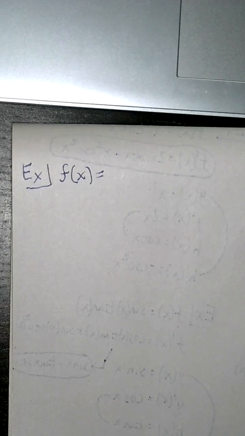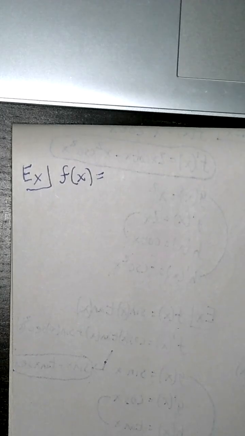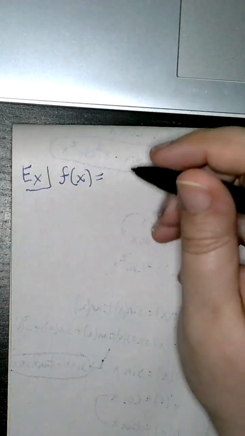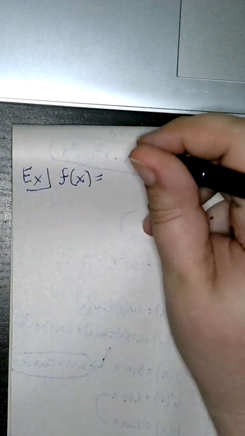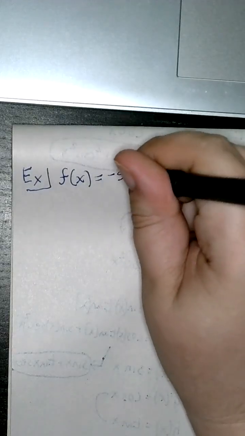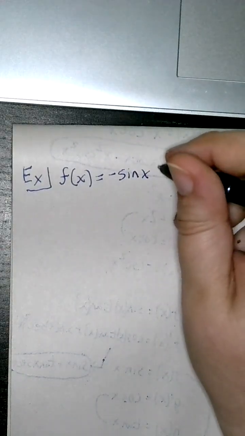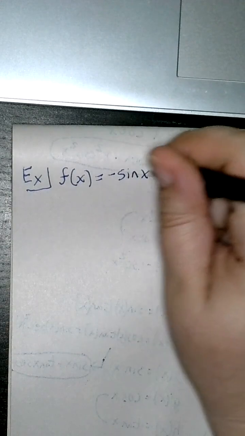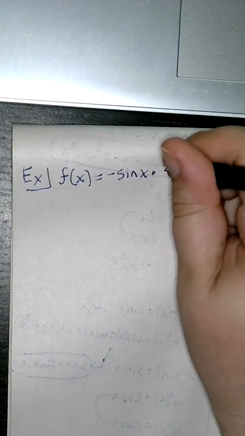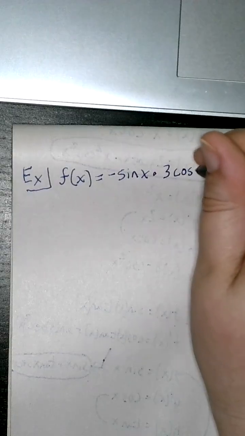So, let's see. Let's do this one next. Negative sine x, or actually, let's add a times 3 cosine x.